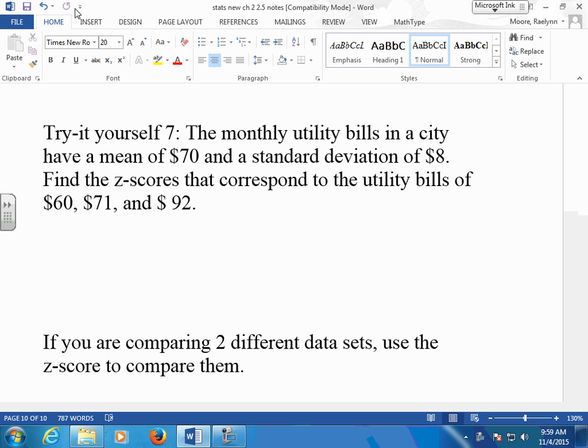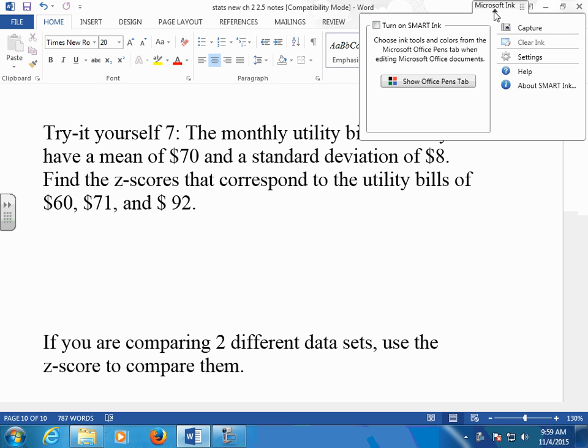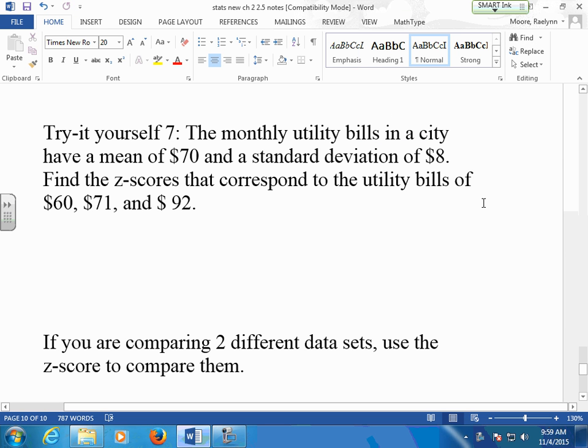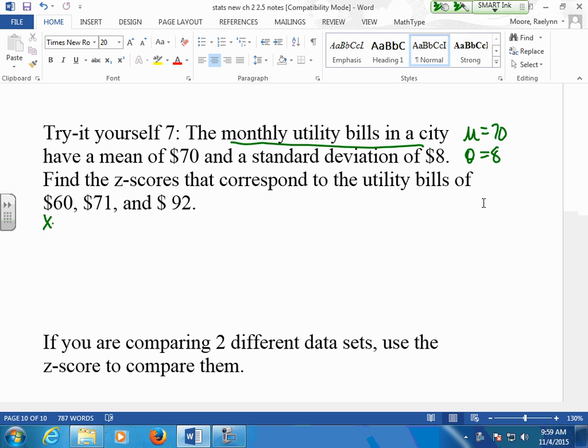So you say your monthly utility bills have a mean of 70 and a standard deviation of 8. You want to find the z-scores that correspond to these three utility bills. These are your x values.